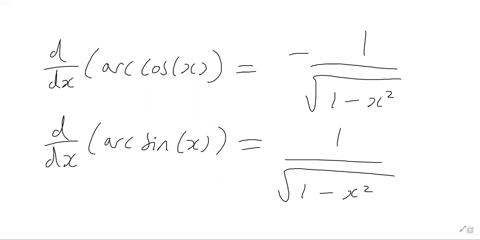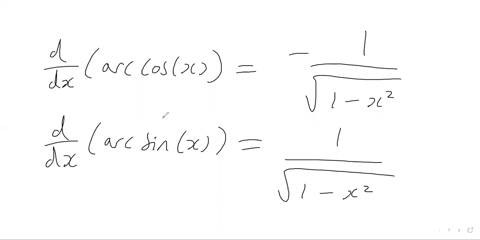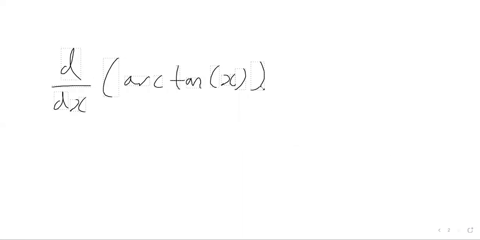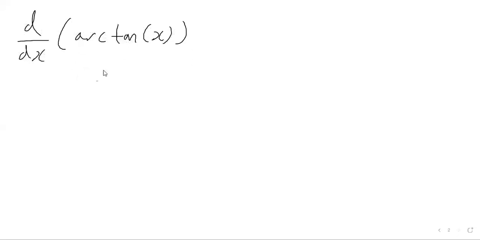What we want to do now, naturally, the natural progression from that, is to look at differentiating, instead of arc sine and arc cos, arctan. So the derivative of arctan of x with respect to x. To do this, we're going to use a similar procedure to what we did when we differentiated the previous two functions. We're going to use essentially some chain rule and implicit differentiation to help us get this.